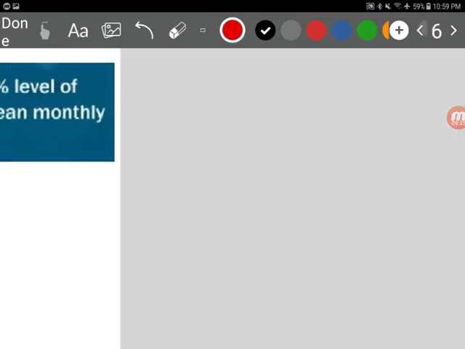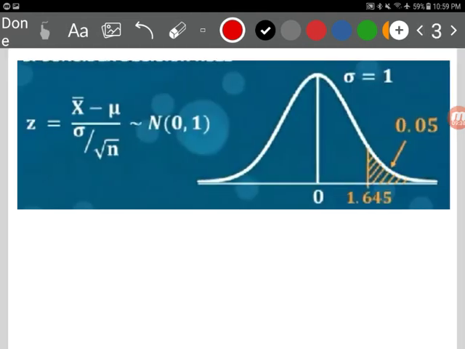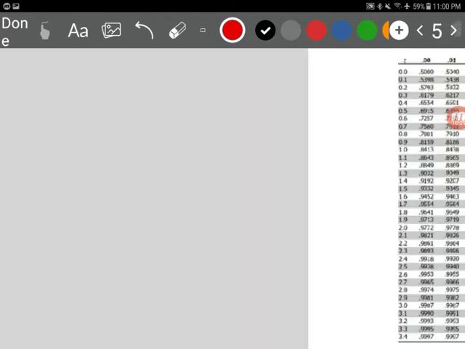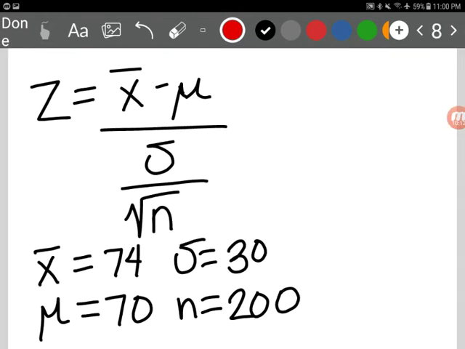So go back here and look at the word problem again, and make sure you can identify everything. It says mean monthly account is greater than $70. So we know that our null hypothesis was mean equals 70. It says a random sample of 200, so n equals 200. It says a sample mean, so the X bar was 74. And then it told me the standard deviation is 30, so we know that sigma was equal to 30. And I got all this from just reading the question.